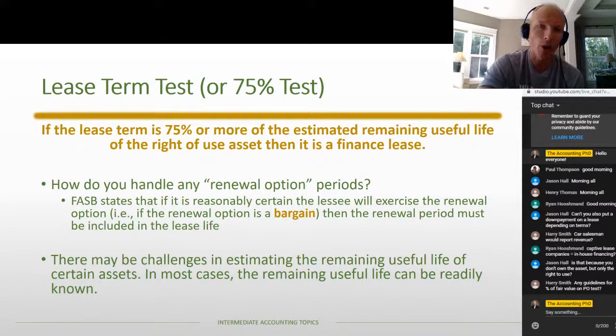If it's not a bargain or if it's not reasonably certain, then you do not need to include the renewal period to determine whether or not you have an operating or a finance lease. There also could be challenges in assessing the remaining useful life of an asset, but usually that can be fairly readily known. Again, we're just giving you all the little nuances that you have to deal with.